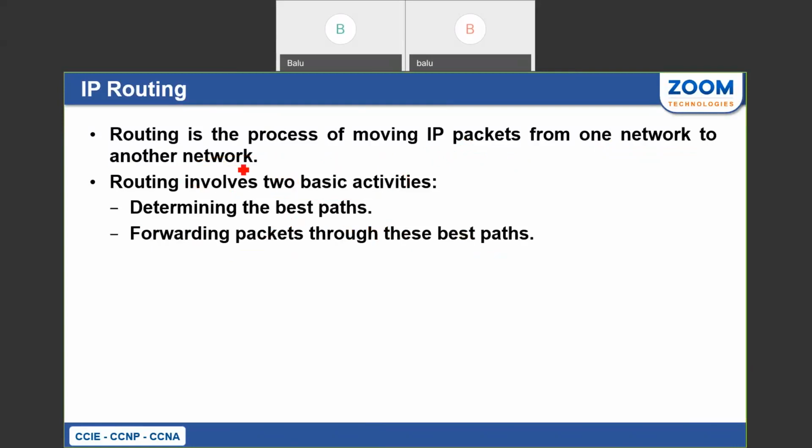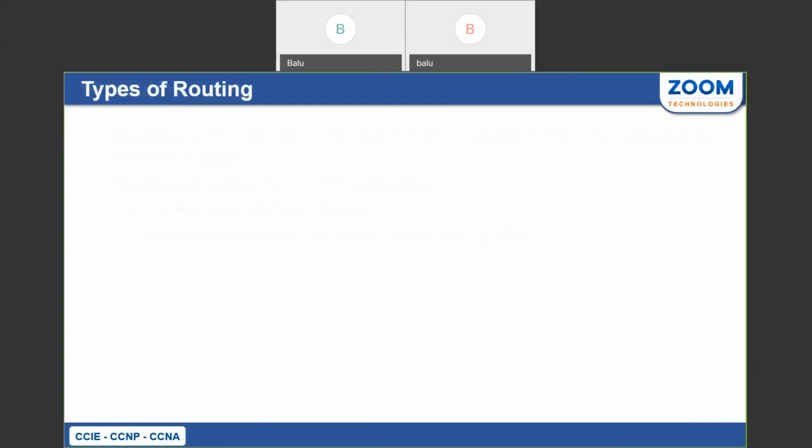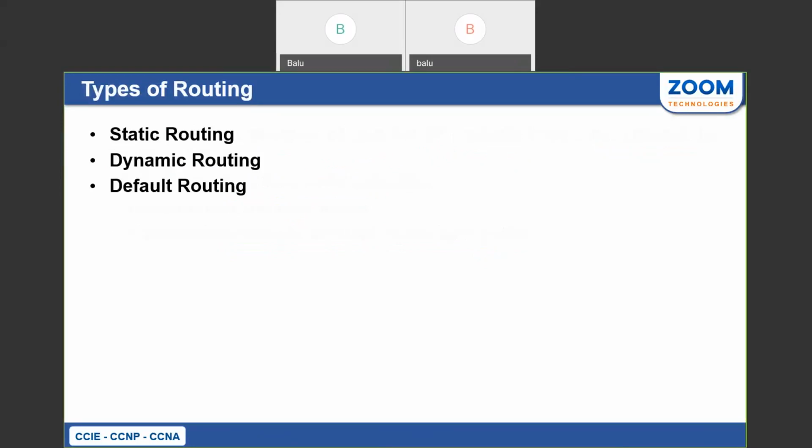Right? Now let's see the types of routing. The types of routing are static routing, dynamic routing, and default routing. The first one is static routing. Static routes are configured, maintained, and updated by the network administrator manually. So manually, we need to update.